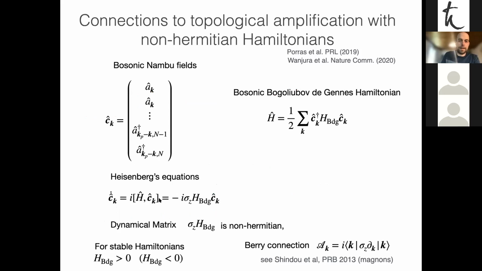Okay, and also very quickly, a connection to the talk that is going to come after mine from Diego Porras. You can view our system as being governed by a non-Hermitian Hamiltonian. The idea is that if you have a parametric term, you can define the Nambu field like you do for superconductors and define a Hermitian Bogoliubov-de Gennes Hamiltonian. Since they are bosons, when you are diagonalizing your system, you are not diagonalizing the Bogoliubov-de Gennes Hamiltonian, but rather the Bogoliubov-de Gennes Hamiltonian multiplied by this sigma Z matrix, and this is a non-Hermitian matrix.